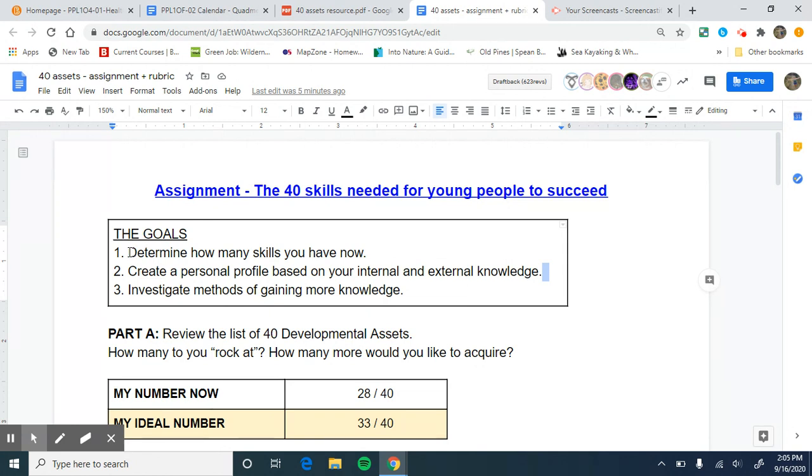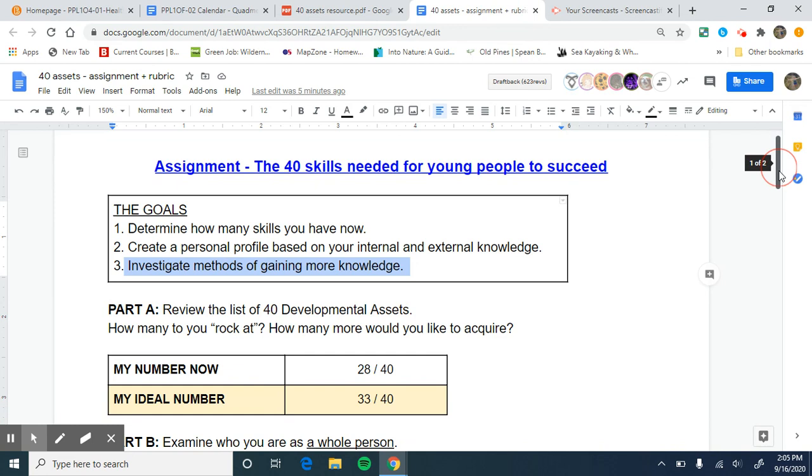So here are our goals for today. You're going to be going through the PDF document to determine how many assets you have. You're going to create a personal profile based on your internal and external knowledge of some of those assets that you have or don't have or you've worked towards. And you're going to investigate methods of gaining more knowledge. So how would you improve? You're going to be setting some goals.